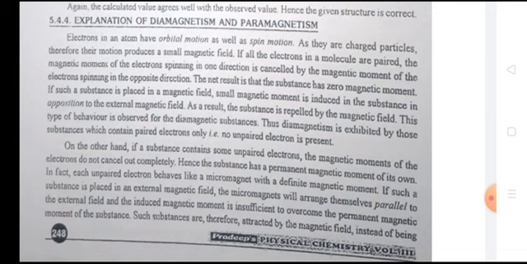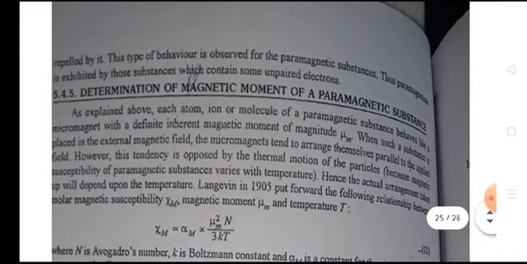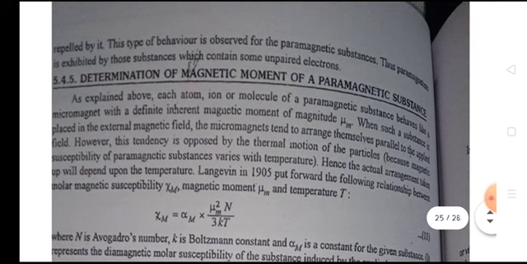On the other hand, if a substance contains some unpaired electrons, the magnetic moments of the electrons do not cancel out completely, hence the substance has a permanent magnetic moment of its own. In fact, each unpaired electron behaves like a micromagnet with a definite magnetic moment. If such a substance is placed in an external magnetic field, the micromagnets will arrange themselves parallel to the external field, and the induced magnetic moment is insufficient to overcome the permanent magnetic moment of the substance. Such substances are therefore attracted by the magnetic field instead of being repelled by it. This type of behavior is observed for paramagnetic substances. Paramagnetism is exhibited by those which contain some unpaired electrons.